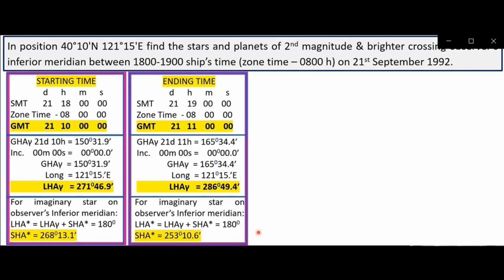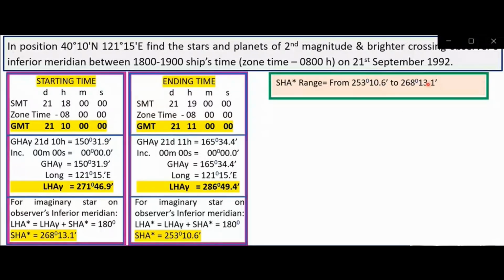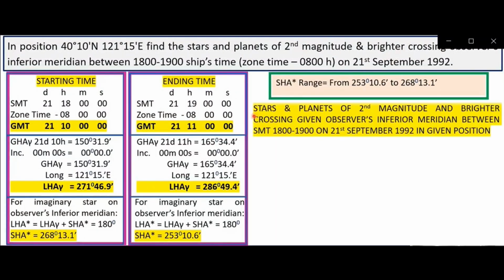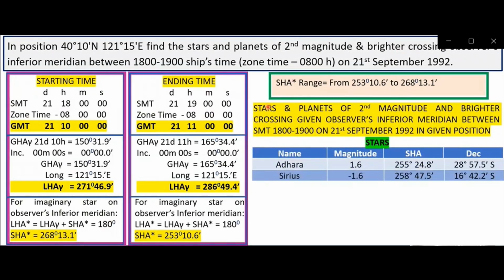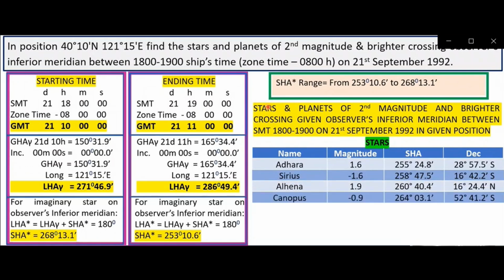So now we have obtained the range of SHA in which we have to find the stars and planets of the required magnitude. The SHA range of interest to us is from 253 degrees, 10.6 minutes to 268 degrees, 13.1 minutes. We go to the star tables, look for stars in this range with magnitude of 2 and brighter, and we get the following stars. We get Adhara, we get Sirius, we get Elnath, we get Canopus, we get Mirzam.